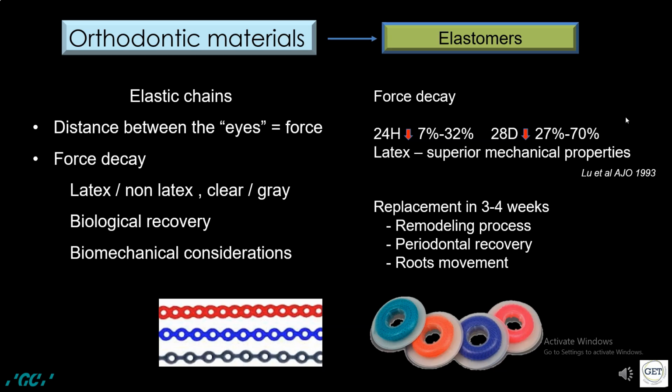The force decay can be up to 30% in the first 24 hours and up to 70% after 1 month. This decay might lead to an unknown time in which the level of the force is not anymore adequate to exercise any tooth movement. Chains have the advantage over spring coils to allow periodontal recovery. The decay of the force allows very low forces which allow the roots to upright and the bone to heal. The recommended period to replace those chains is about 3 to 4 weeks.